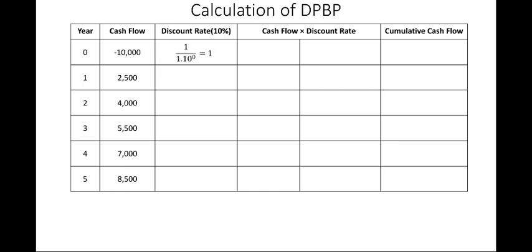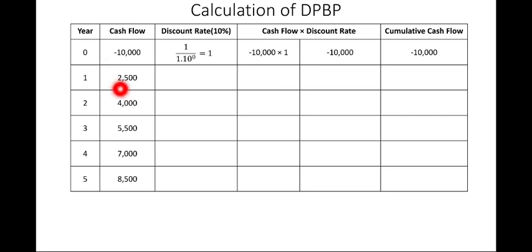Calculating the discount factor, again using the same formula as we have done in the case of NPV, 1 divided by 1.1 raised to power 0, because it occurs in year 0. Raised to power 0, it comes out to be 1. Now we are required to multiply 10,000 by 1. Multiplying minus 10,000 by 1, we get minus 10,000. So minus 10,000 will be the discounted cash flow at year 0. Now this will go straight to the cumulative cash flow, that is minus 10,000.